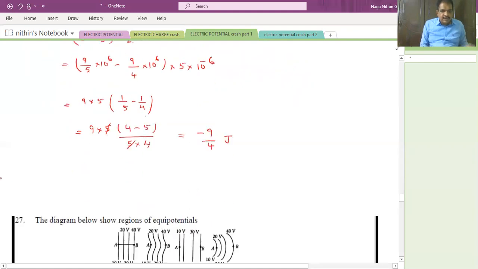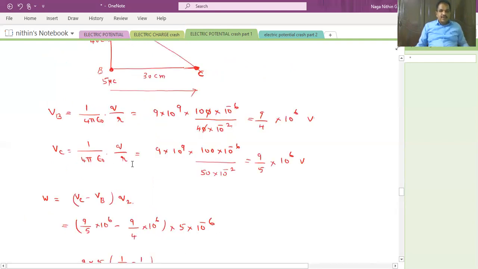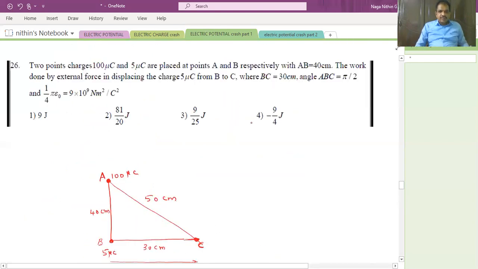So what is the work done here? W is equal to minus 9 by 4 joules. Okay. So the answer for this will be this one. Fourth option will be the answer.